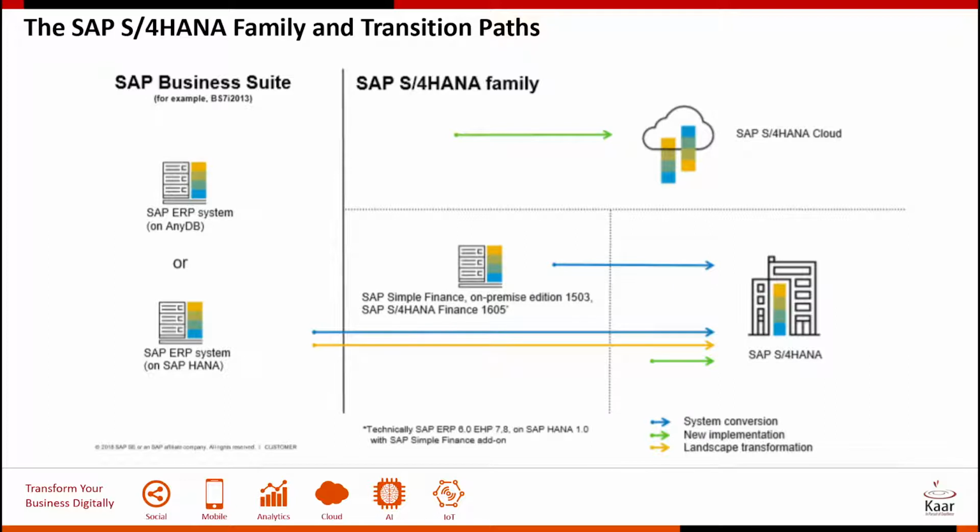What you see here is on the left is your source system. Let's say you are on ECC, you could be on HANA or a non-HANA database. So if you want to go to the S4 HANA cloud as a new implementation, then that is the first path that you see there.